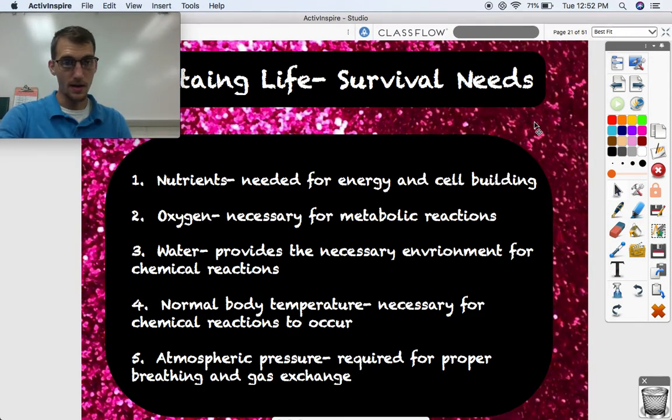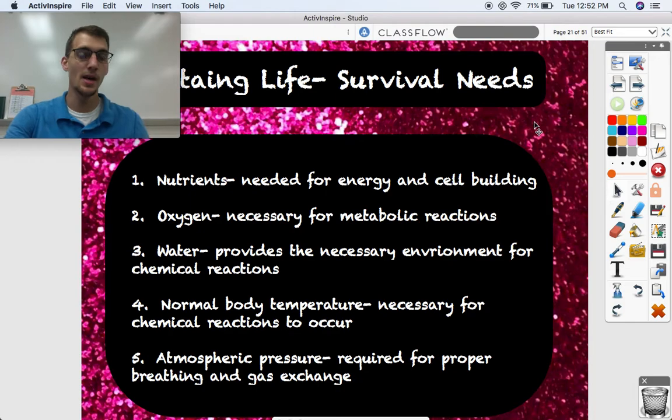Yeah. So then 5 is atmospheric pressure. This might surprise you, since you might not have known it before, but it's required for proper breathing and gas exchange. So your lungs, your respiratory system, is highly, highly dependent on atmospheric pressure. And really all you're doing by breathing in is changing the amount of pressure in your chest cavity, so that air automatically just rushes in, going from high pressure to low pressure. And when you breathe out, you create a higher pressure in your chest cavity than there is outside, so air rushes from high pressure to low pressure.